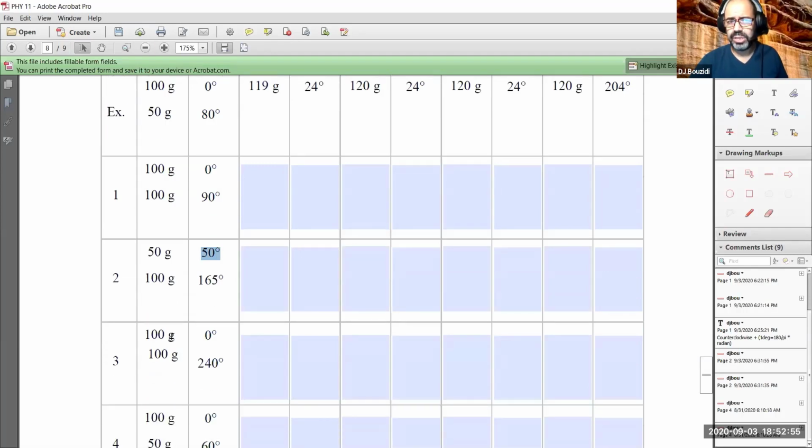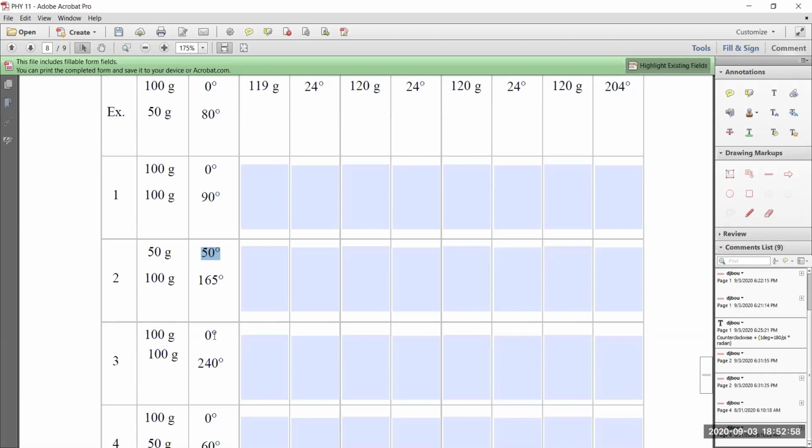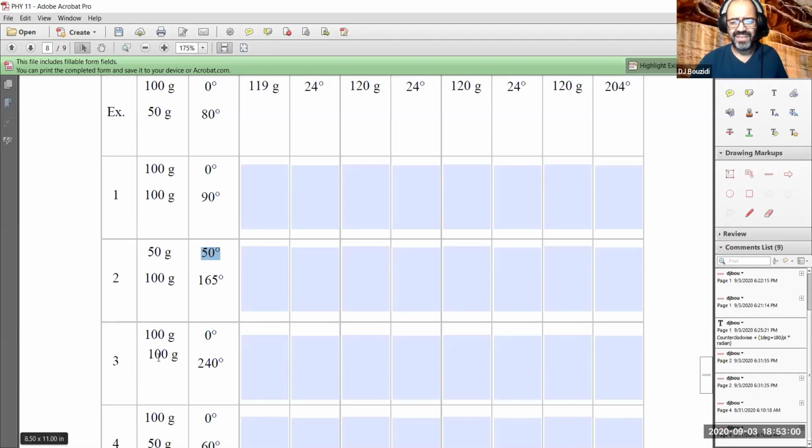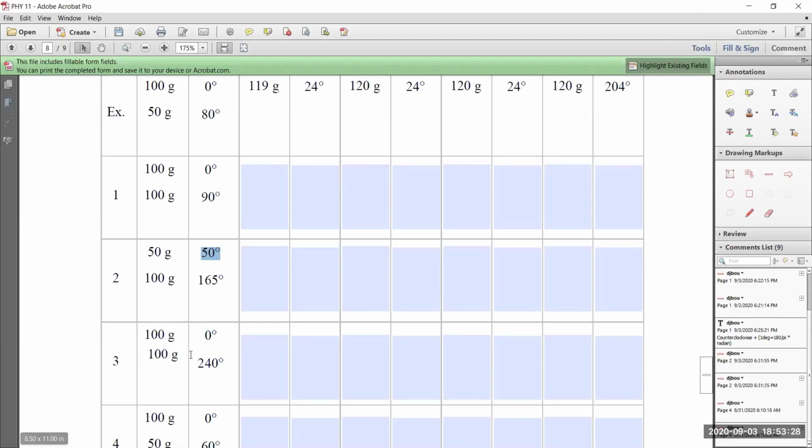In the third exercise, you have 100 grams sitting at 0 degrees, and you have 100 grams sitting at 240 degrees. It's more than 180, less than 270, by 30 degrees. Again, one of them is on the x-axis. That's the first one. The other one is pointing this way. So the sum is going to be between this and that. So you're going to go from here to here. Okay, that is the sum of the vectors. You're going to find its direction and its magnitude.